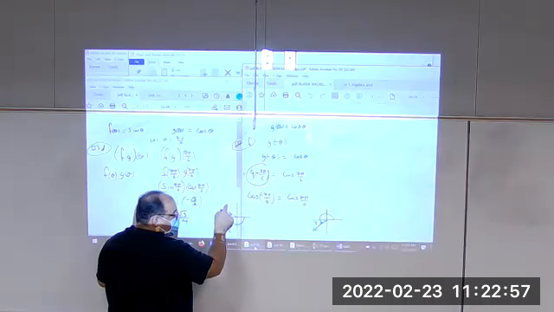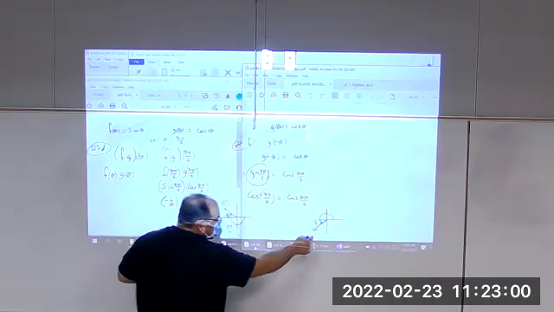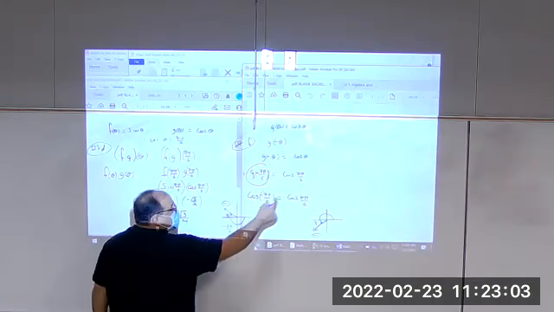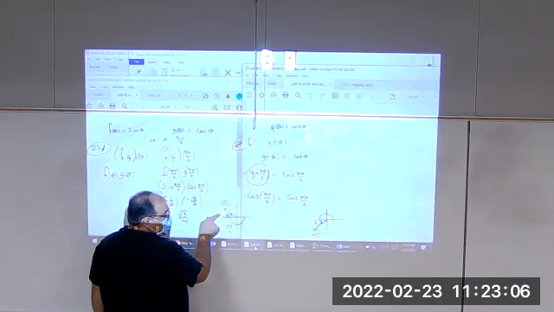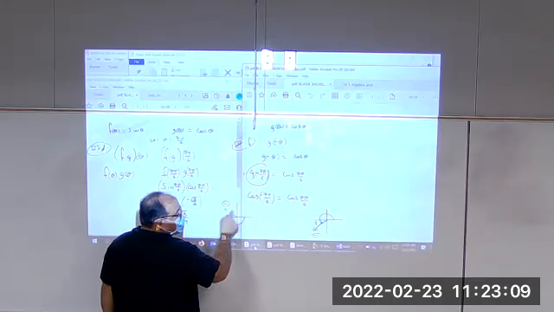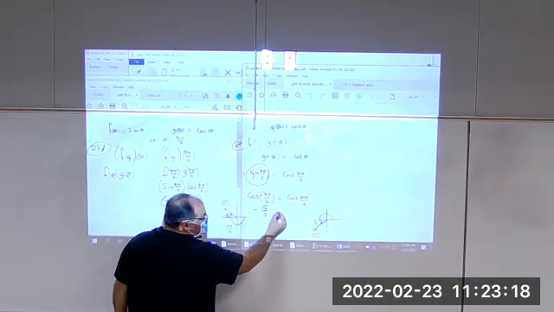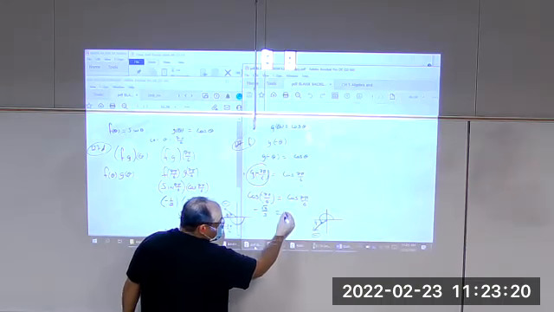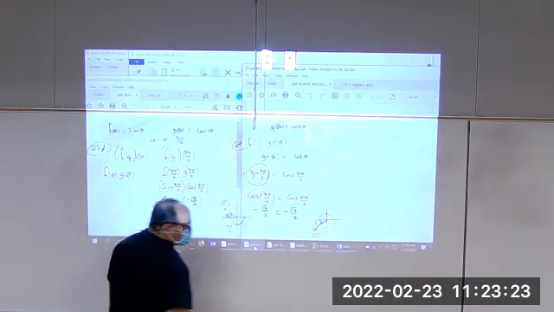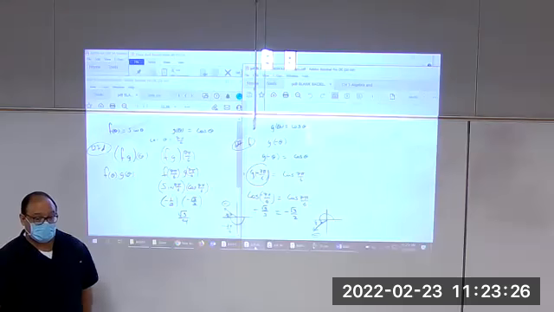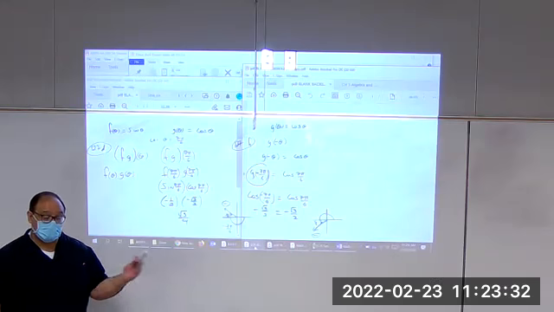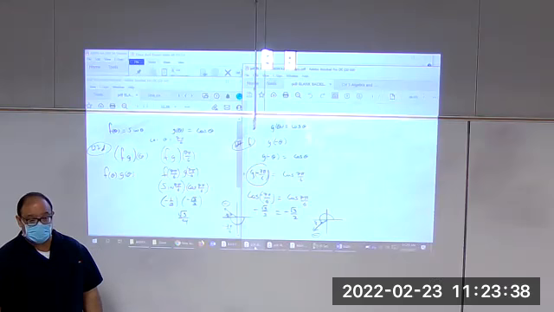Cosine in quadrant 2 is negative. In quadrant 3, it's negative. The reference angle pi over 6 for each gives square root 3 over 2. So for this one, because you're in quadrant 2, the answer is negative square root 3 over 2. And for this one, because you're in quadrant 3, it's negative square root 3 over 2. I get exactly the same answer whether I plug in a positive theta or a negative, which makes it an even function. Cosine is an even function.